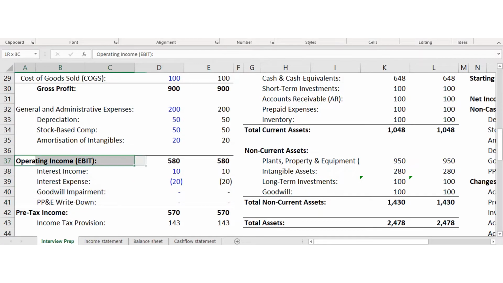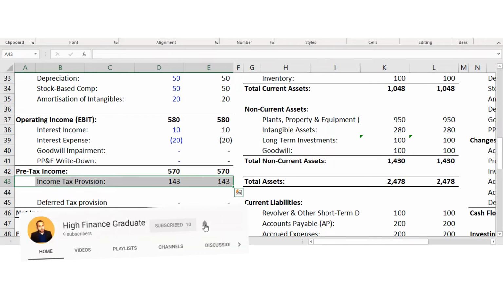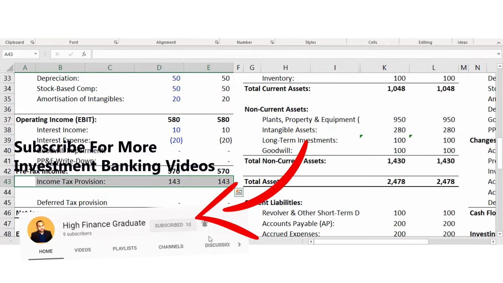So once you have your operating income, you then take away your interest income and expense and other types of expenses which affect your tax position. You're then left with your pre-tax income. Depending on which jurisdiction or country you're in, different countries will have different tax rules. You will then make a provision for your taxes, so how much tax you would have to pay.